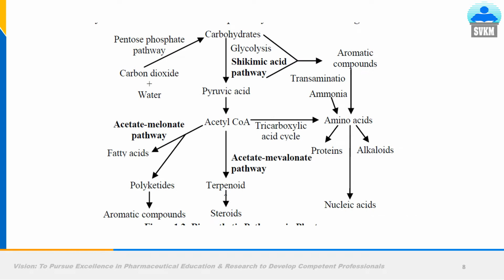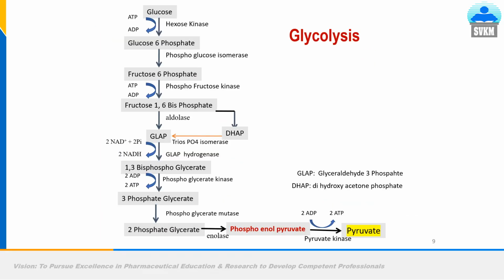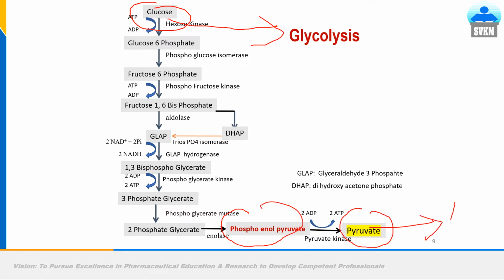Already we have discussed this. Then this is the glycolysis. As I told you, glucose will come from photosynthesis. It will become part of the glycolysis cycle. It will give us phosphoenol pyruvate. It will give pyruvate and it will further become acetyl CoA. This will be utilized for the shikimic acid pathway.